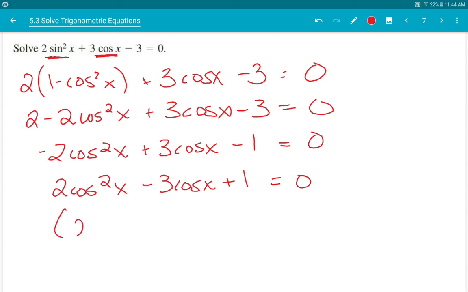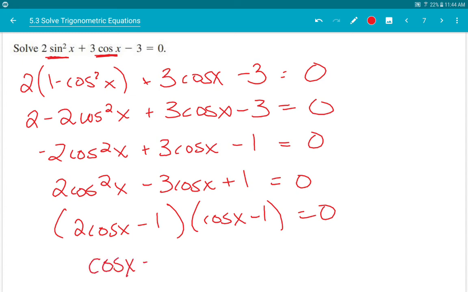All right, so when we factor this, I get 2 cosine x minus 1 times cosine x minus 1. So let's go ahead and solve this. Cosine x here is going to be equal to 1/2. Cosine x here is going to be equal to 1. So we're looking for all the solution sets. Again, no restrictive domain. So what's the domain of cosine? Cosine's 2 pi.